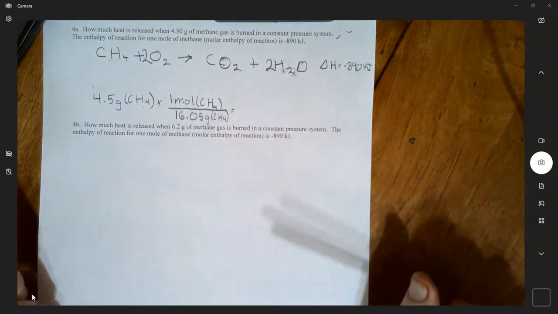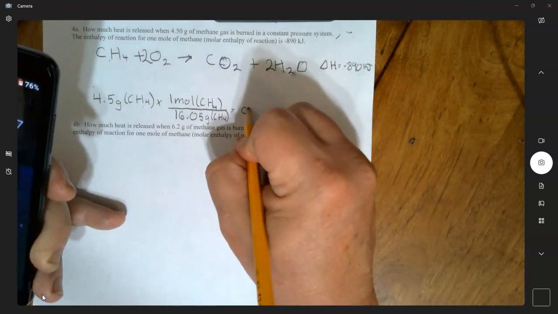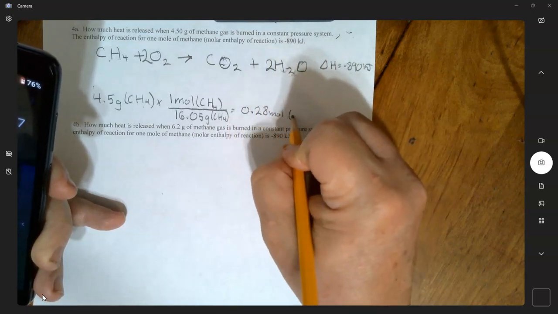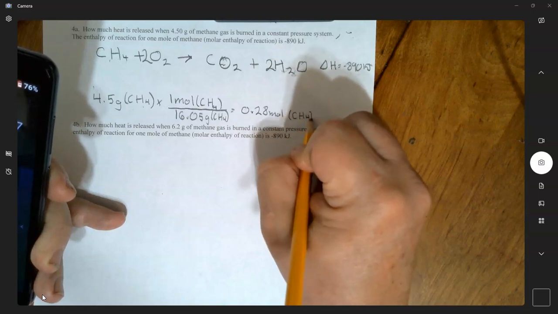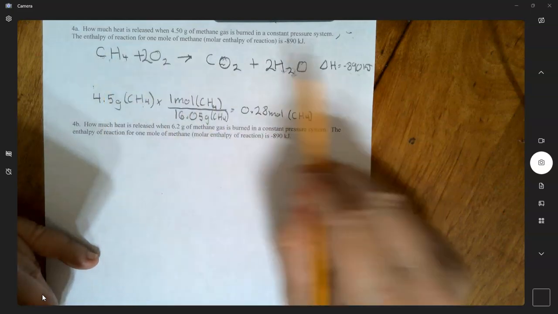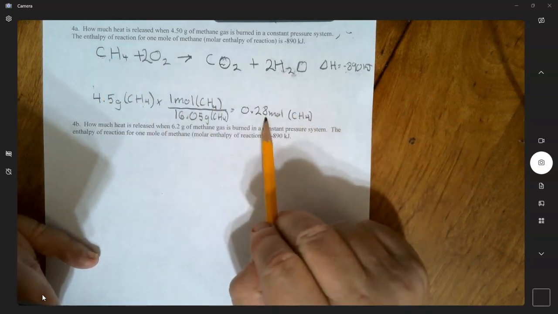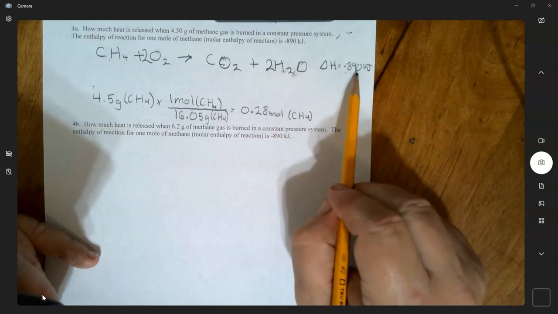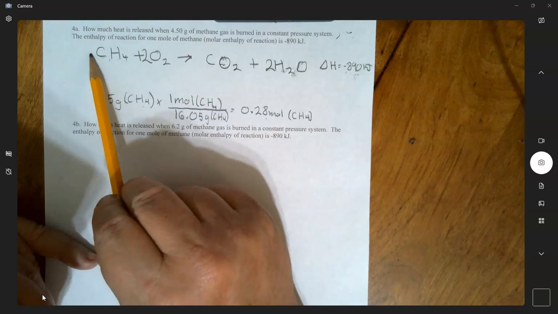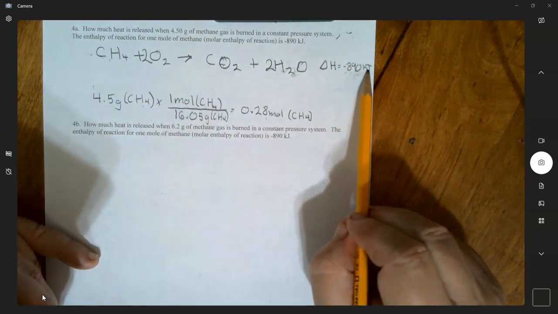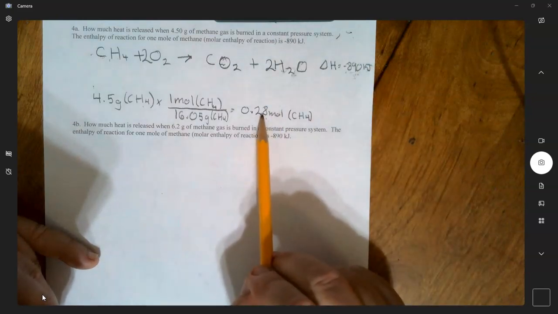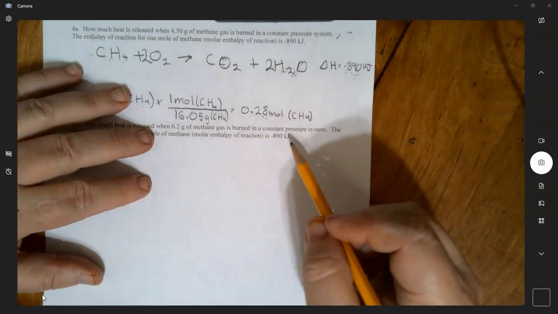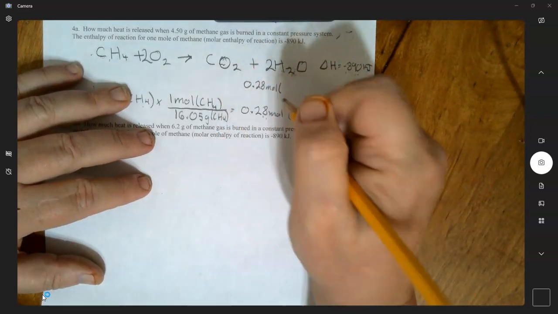Okay, and if you do the math on that, that gives us 0.28 moles of CH4. Okay, so if 1 mole of CH4 is going to produce negative 890, then 0.28 moles of CH4 is going to produce 0.28 times 890 kilojoules. Let me say that again. If 1 mole CH4 produces negative 890 kilojoules of heat, then 0.28 moles of CH4 will produce 0.28 times 890 kilojoules.